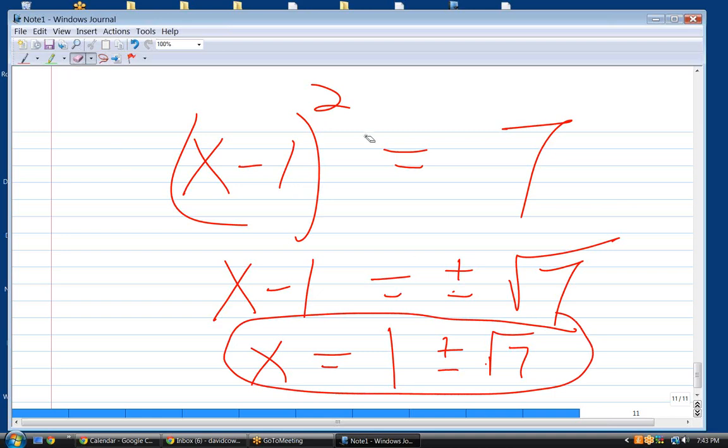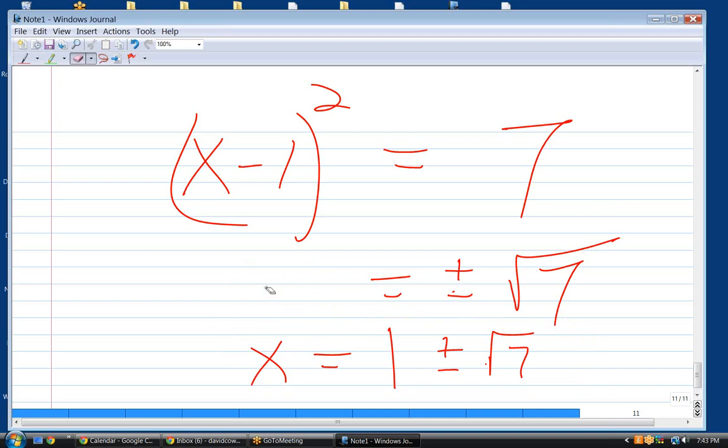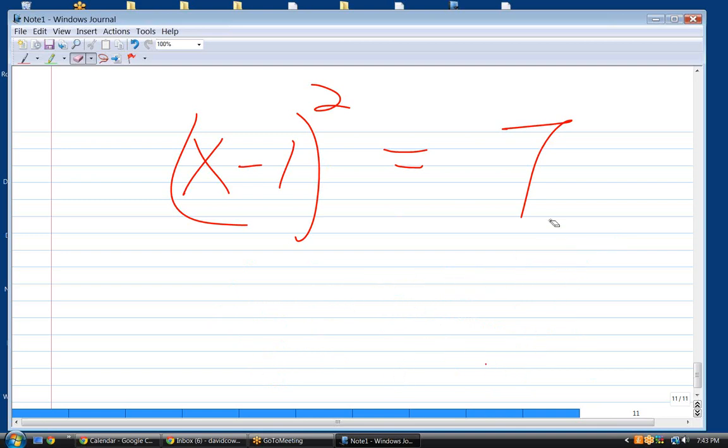So this technique of taking the square root of both sides is a useful one. For problems like this, it's really useful. Much easier to take the square root of both sides than it is to distribute that out, bring the 7 over, leave 0 on one side, and then try to factor it. Much, much easier to take the square root of both sides here. But do not forget the plus minus.